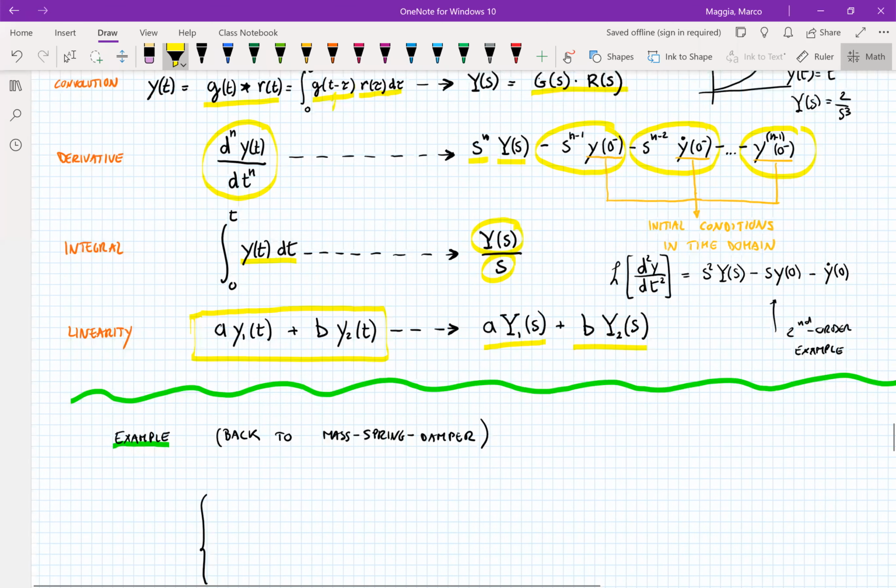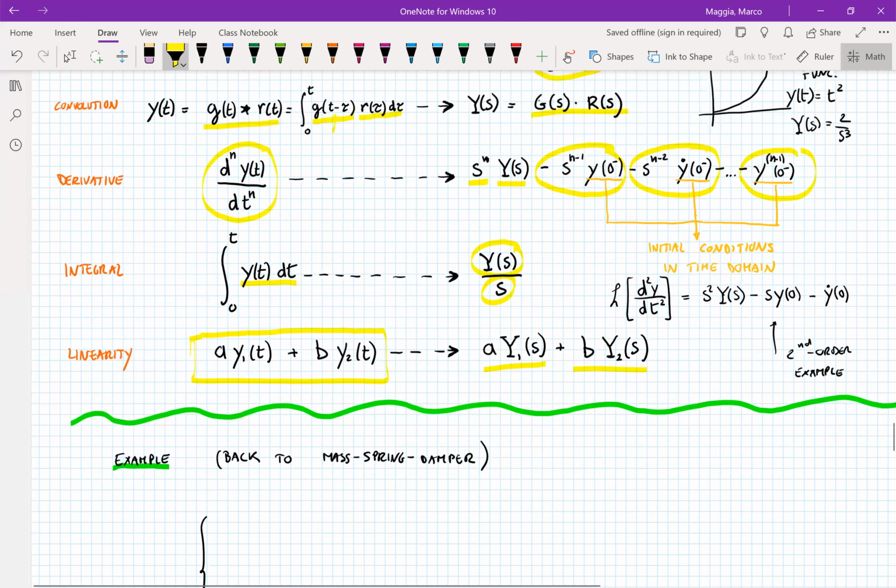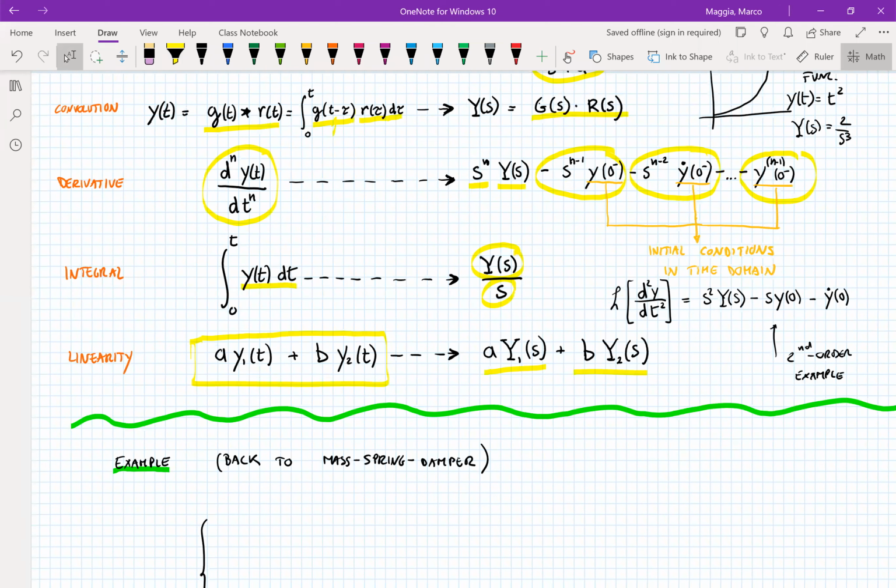Okay, so I'm just gonna finish here because I think this is enough for today. I'm just gonna leave the example here, so please take a look at it. We will discuss it next time, but that's how you would actually solve an ordinary differential equation.